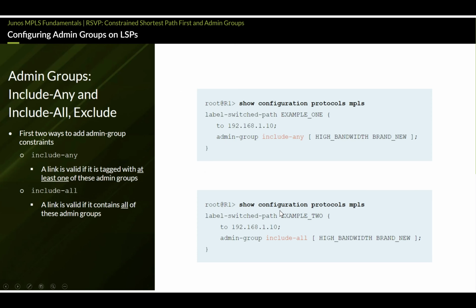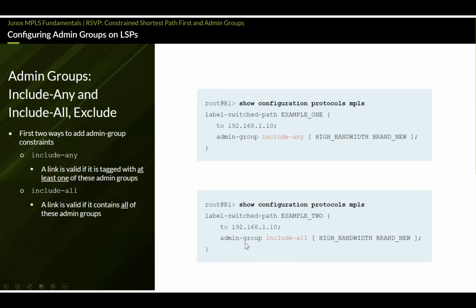So what is the meaning of include any? What is the meaning of include all? Include any means a link is valid if it is tagged with at least one of these admin groups. Okay, so you are just configuring one LSP. It travels from one ingress router to another egress router. In this transit path, you have to match any one admin group. If it matches, this LSP will work, otherwise not.